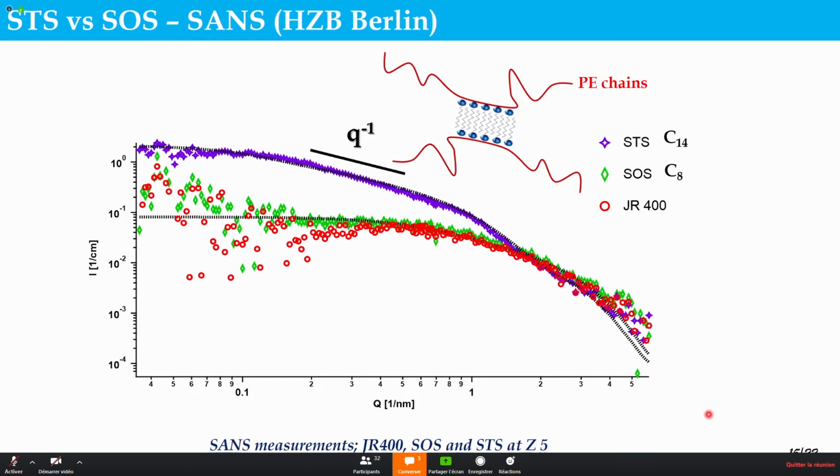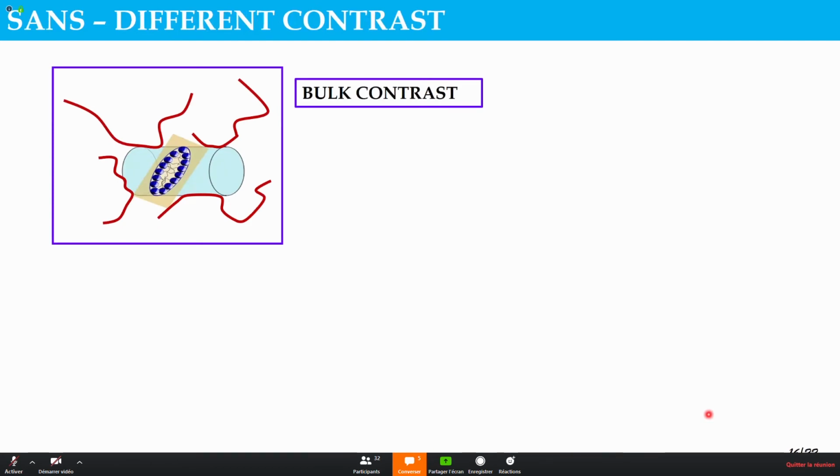So what about the organization of SOS around the polyelectrolyte chains? For now, I keep this question open, and I will be back on this when I introduce the molecular dynamics simulations. By the way, when you work with SANS, one of the most powerful things is that you can work with the contrast. And if you change the contrast, basically you are able to switch on, switch off the stuff that you have in solution.